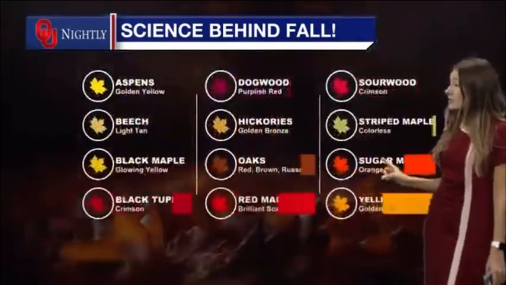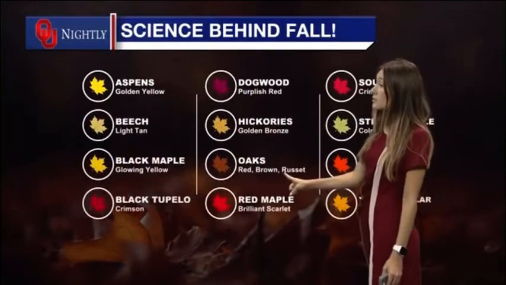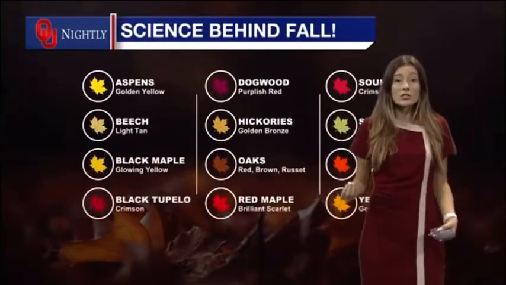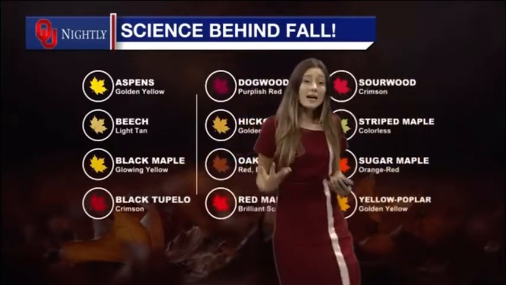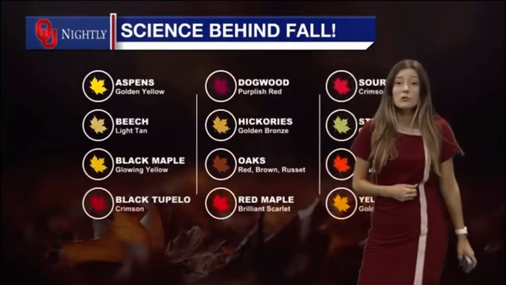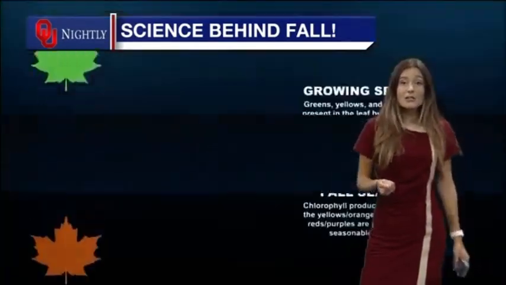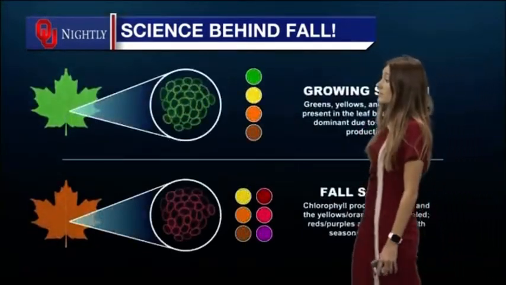Now, these are some of the common trees that we see throughout the U.S. And even here on campus, we see some of those oak trees. They're going to be turning a more brown and reddish color versus the other ones. Like even in Colorado, we know those aspens, that is what turns them those golden yellow colors that we all know and love.